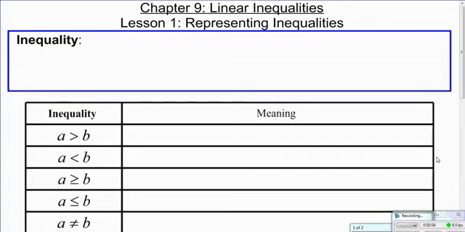All right, guys, so we are in Chapter 9, Linear Inequalities. In this unit, we are going to be combining some of the work that we've done for the last 2 units in Chapter 6 and Chapter 8, where we looked at patterns and where we looked at solving equations, so the algebra that we've been working on. And we're going to start to incorporate that with inequalities.